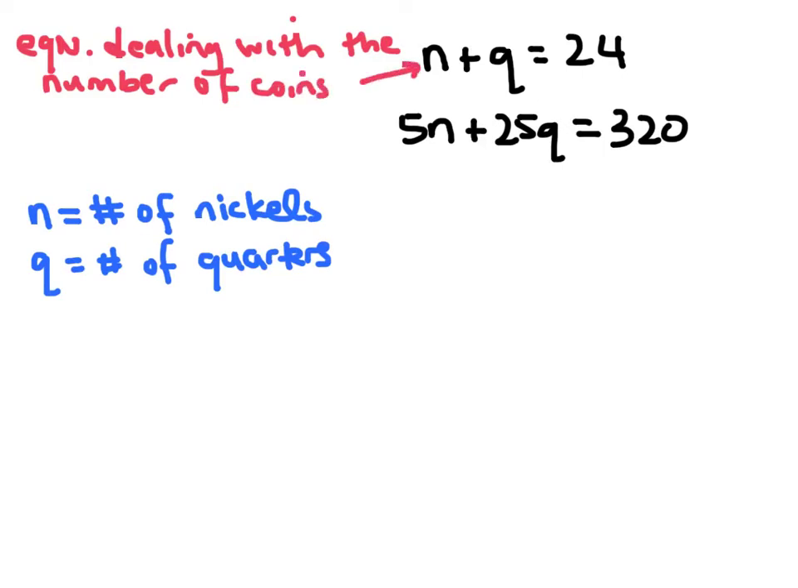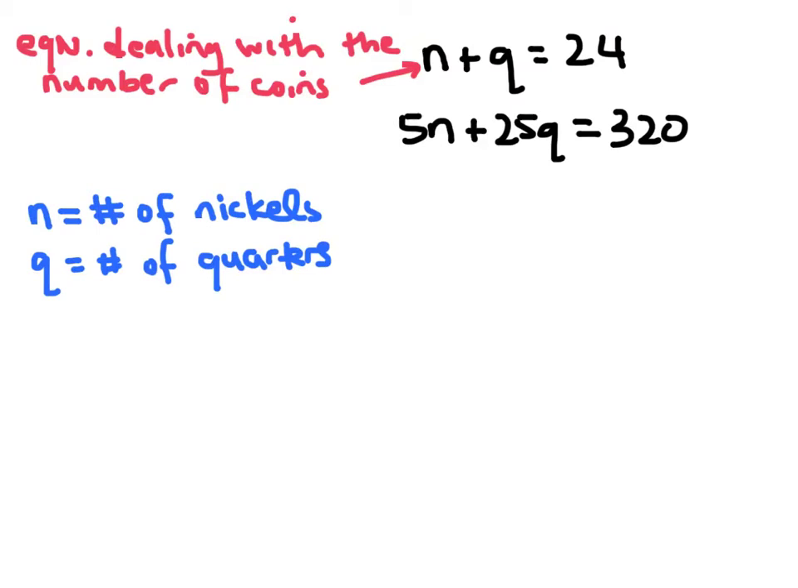And that is the n plus q equals 24. In this particular problem, they gave us the total number of coins, which was 24, and they consisted of nickels and quarters, so we would add the nickels plus the number of quarters to get us 24. The second part of this problem will give us the value part.